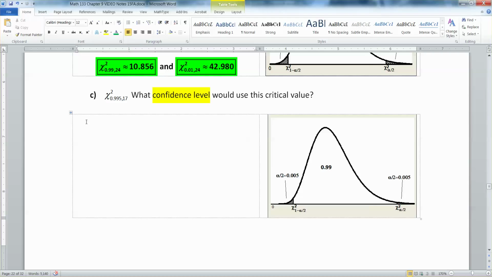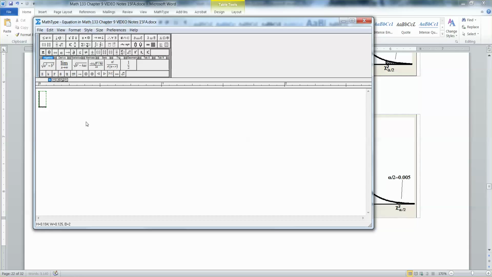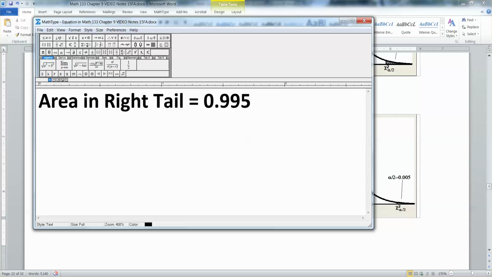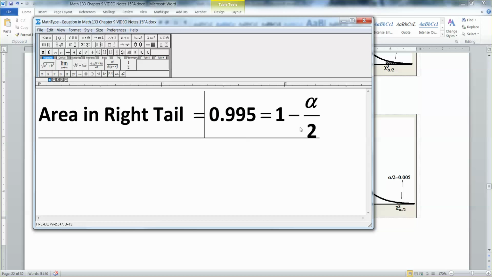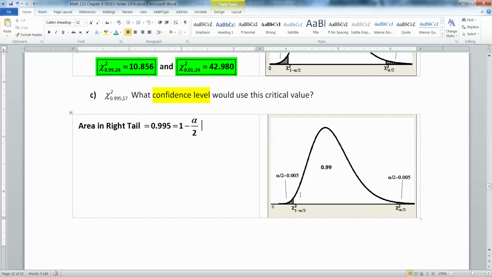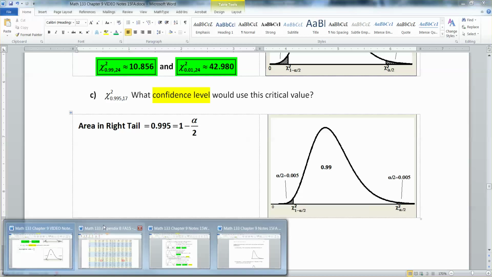First of all, we know that 0.995 has to be 1 minus alpha over 2, so it has to be the area in the right tail. Since you're talking about having that much to the right of it, remember that that notation is area to the right by definition. Since it's area to the right by definition, the only way this can happen is it's got to be on the left-hand side.